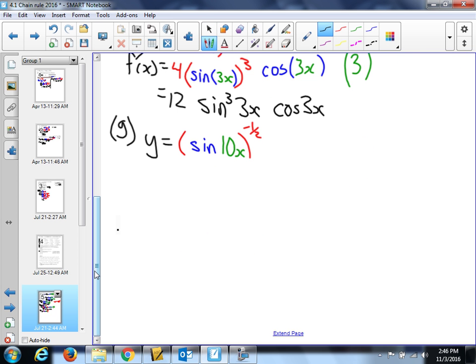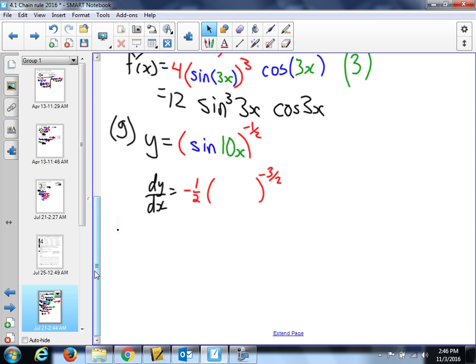dy by dx or y prime, I don't care which way you want to say it. Use an appropriate notation though. And then we just say negative 1/2. Negative 1/2 subtracting 1 is negative 3/2. Inside left the same.